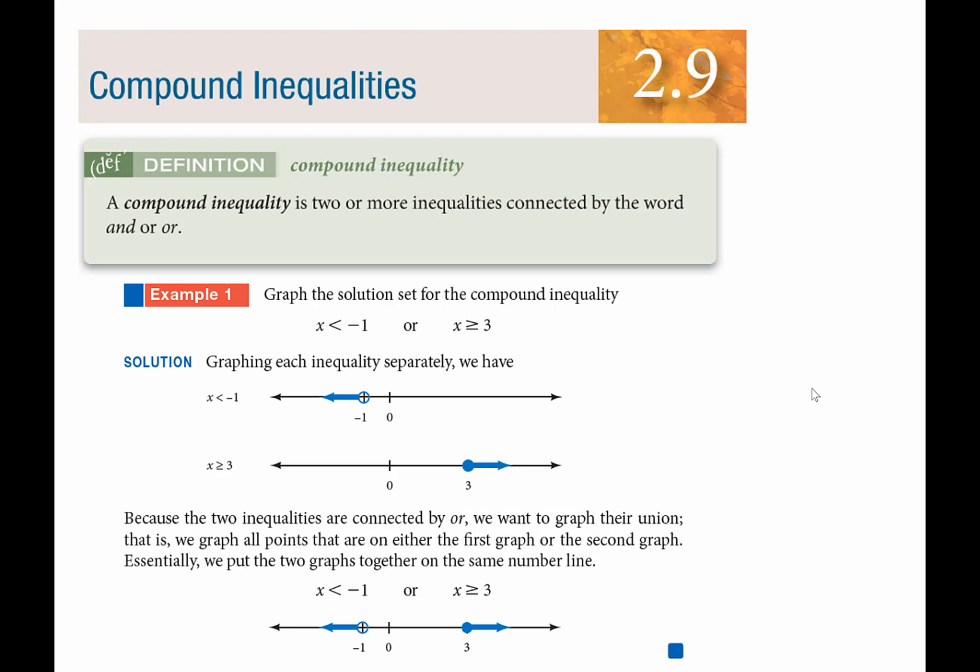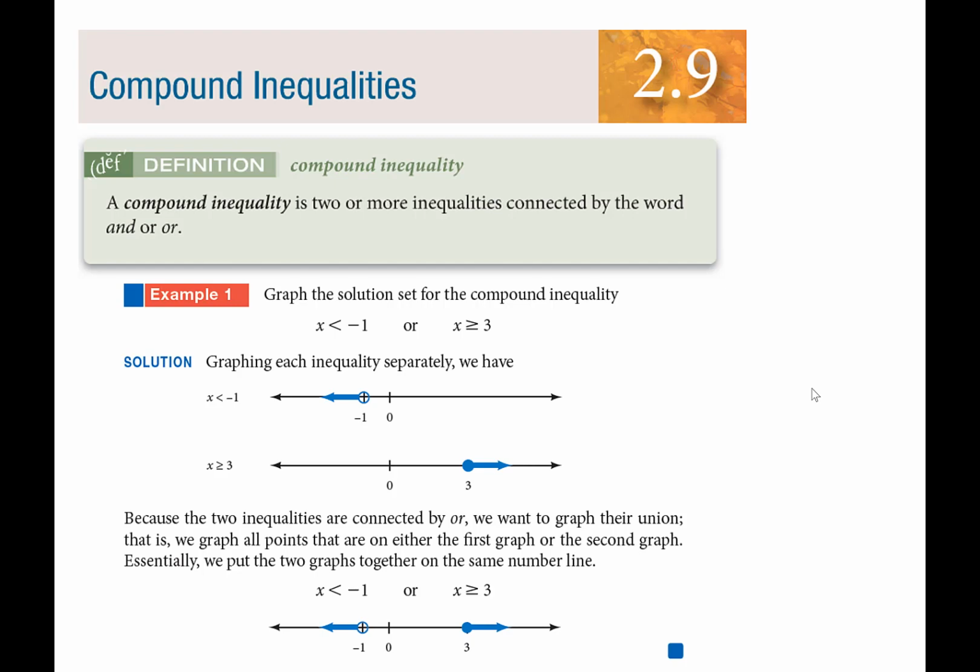All right, we come to the final section of Chapter 2. It's called Compound Inequalities. So we learned about them last time. We learned about inequalities in the previous section, Section 8. And now we're going to go to compound inequalities. What does that really mean?